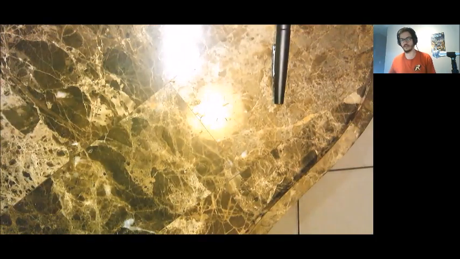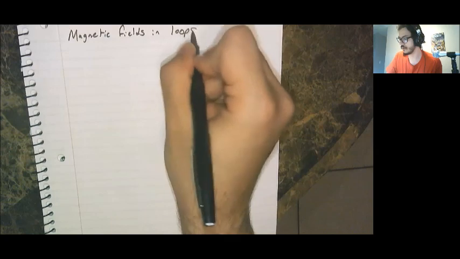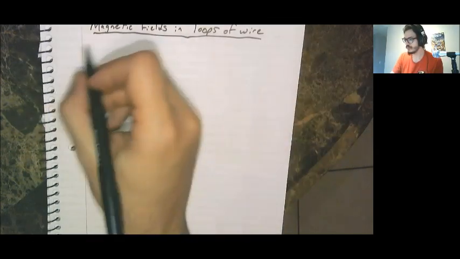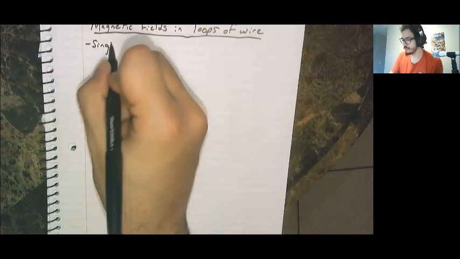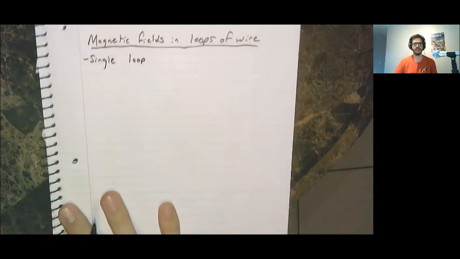But not every wire, of course, is a long, straight wire. It is possible that you could have the current through a wire that goes in a loop. And if that is the case, well, don't worry, we've got that figured out too. For a single loop, just use the right-hand rule to figure it out. It's easy.